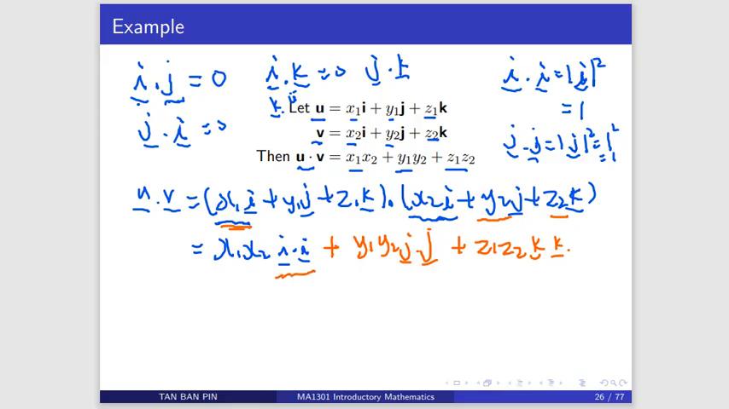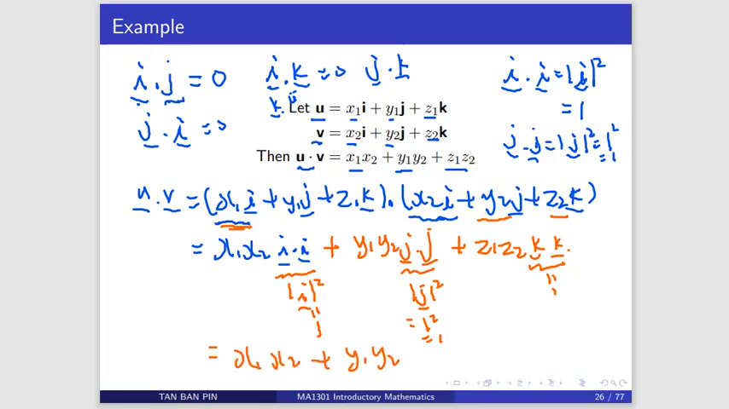And all these are 1, because i dot i is magnitude of i squared. But i is a unit vector, so the length is 1. j is a unit vector, and j dot j is magnitude of j squared, which is 1 squared, so 1. Same thing for k, this will give you 1. So the final answer will be just x1 x2 plus y1 y2 plus z1 z2.